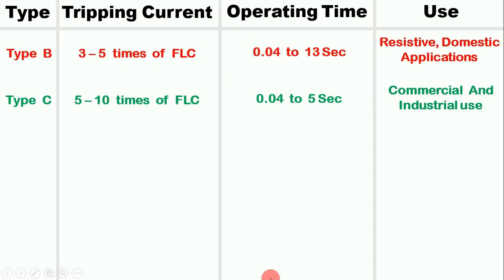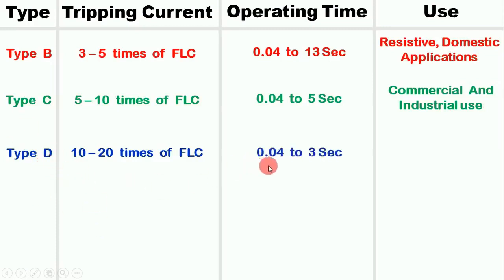After this, the third type of MCB is D-type. Tripping current of D-type MCB is 10 to 20 times. It means if the MCB is of 10 ampere and D-type and if 100 ampere current flows through this MCB, then in this condition this MCB will trip. Now after how much time will it trip? Let's see. This D-type MCB takes 0.04 to 3 seconds to trip.